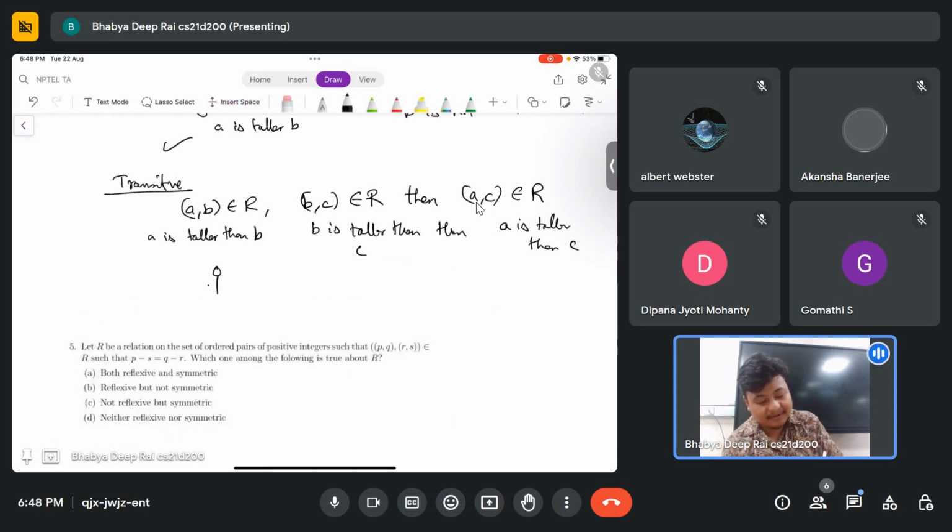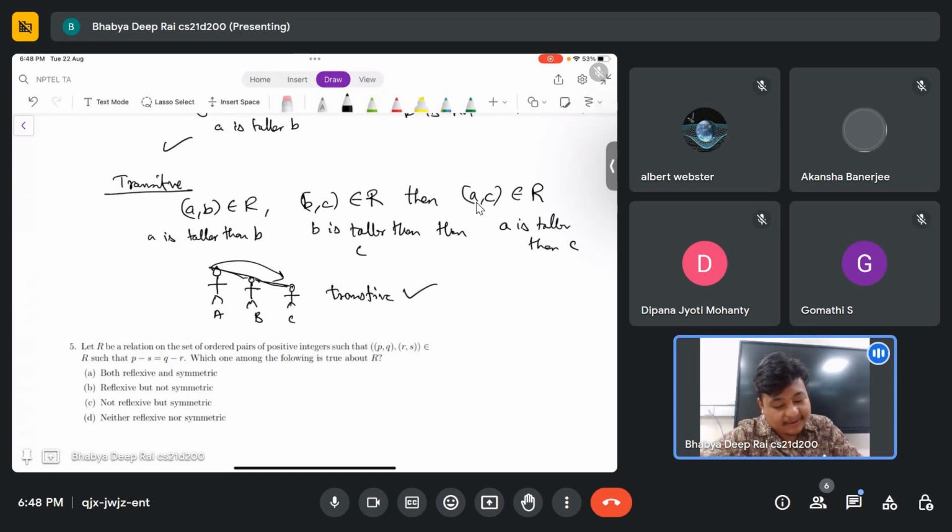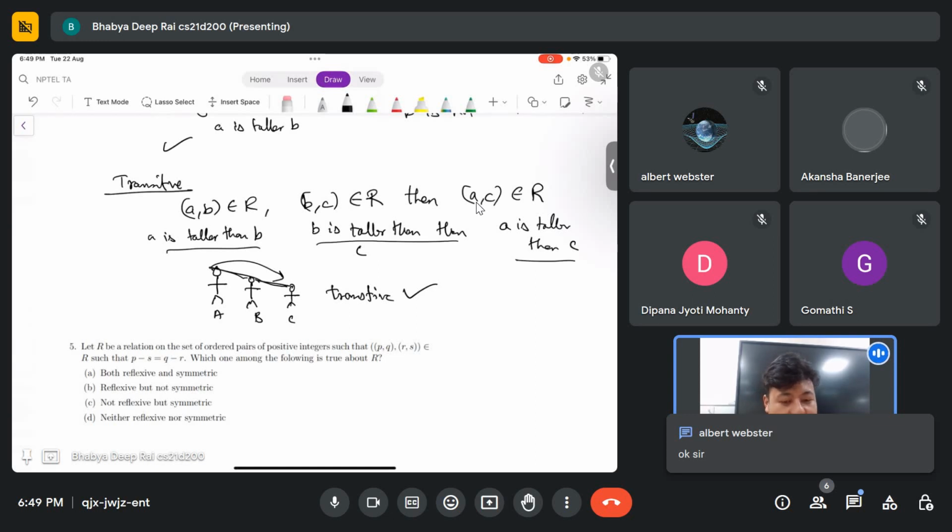Like if there is a tall person A, who's taller than B, who's slightly shorter, and there's a much shorter person called C, and A is taller than B and B is taller than C, then obviously A is taller than C, right? And this means transitive is true. This statement is true. A is taller than B, B is taller than C, then A is taller than C.